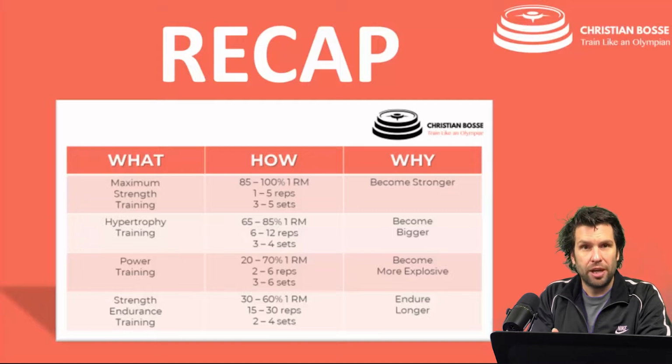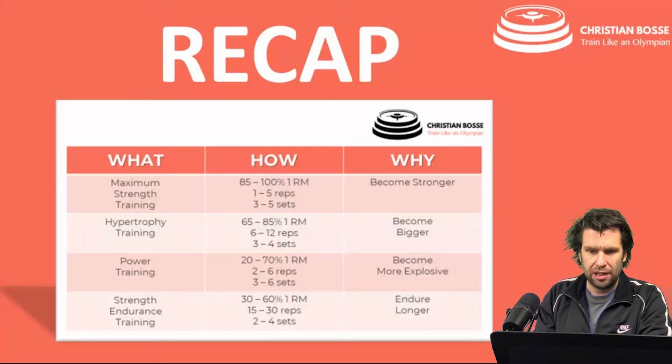And we looked at that matrix. So we are now in the second row. We want to become bigger. Therefore, we look at hypertrophy training methods and the how, the training variables. We have the intensity, 65 to 85% of the 1RM, 6 to 12 reps, and 3 to 4 sets. Again, nothing is written in stone, but this serves as a good guideline.